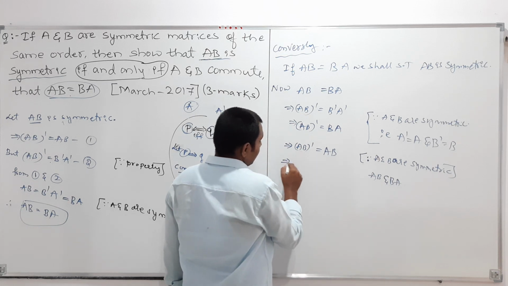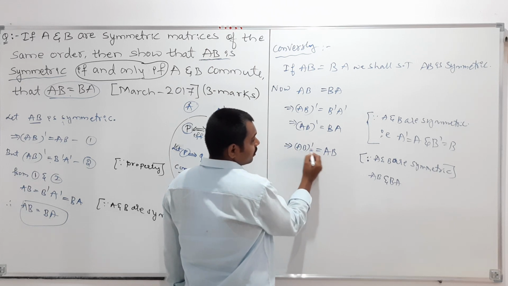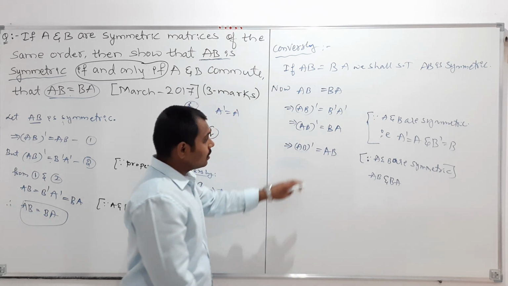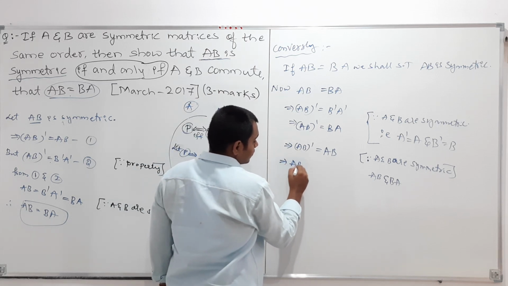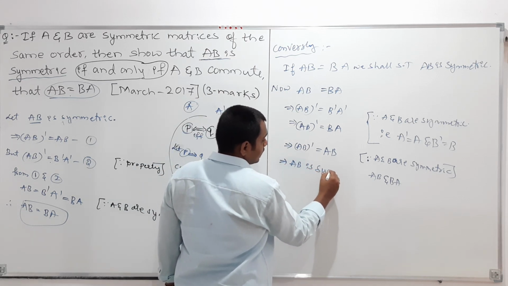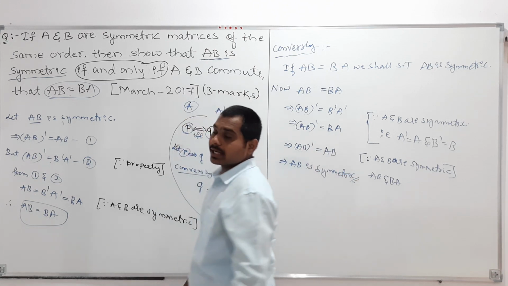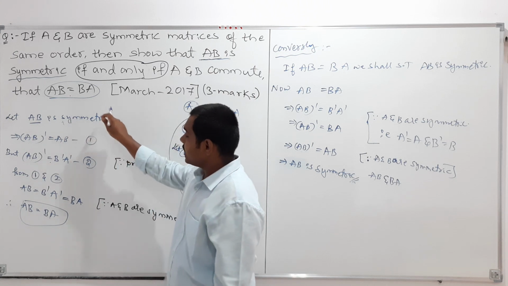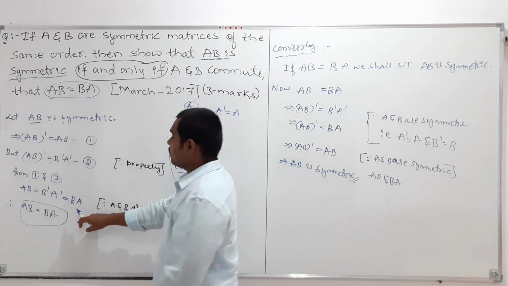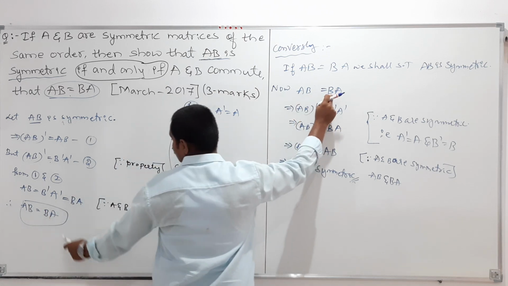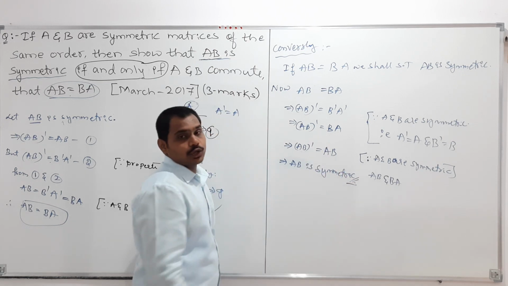So therefore I can write (AB) whole transpose equals AB. So (AB) whole transpose equals AB means what? This implies that AB is symmetric. Clear? So my dear students, what I did: first I assumed AB is symmetric and ended up with the result AB equals BA, and next I proved the reverse. First I considered AB equals BA, and then I showed AB is symmetric. Like this you can prove.